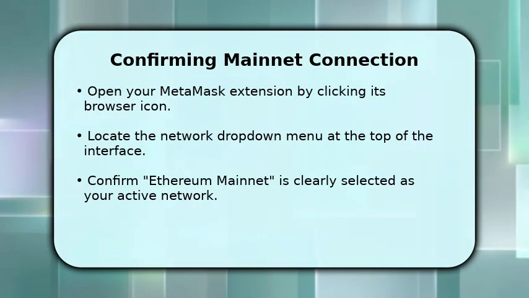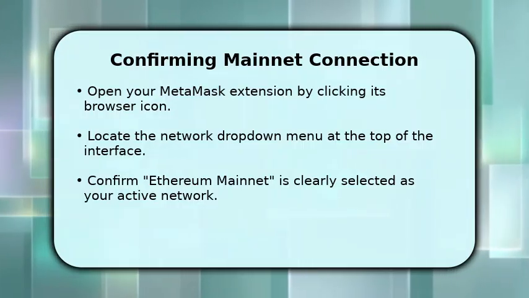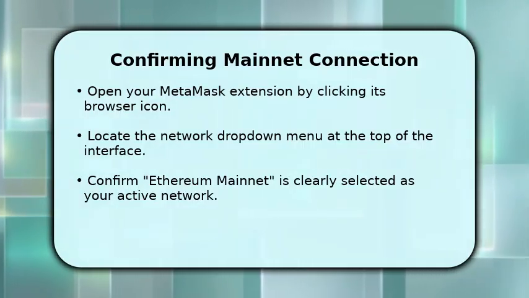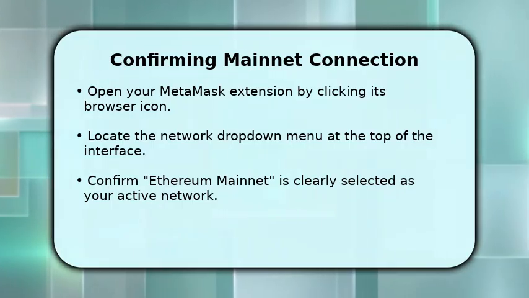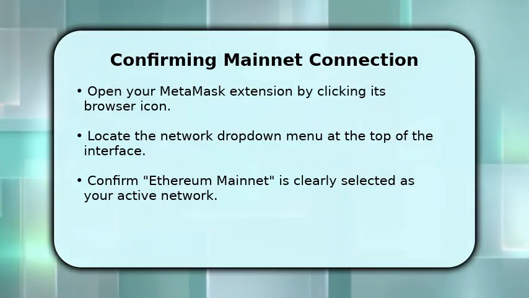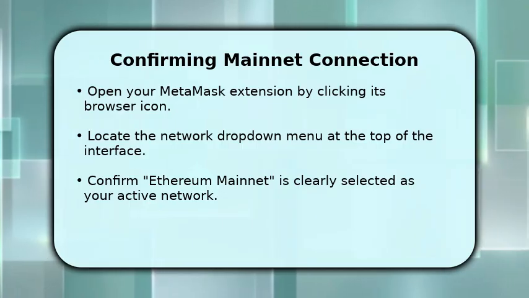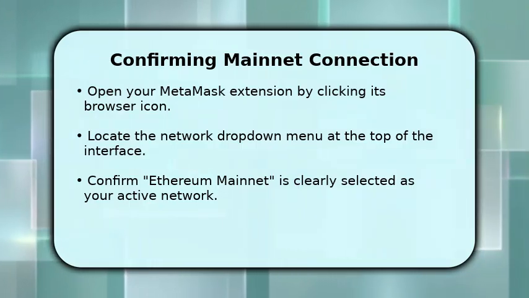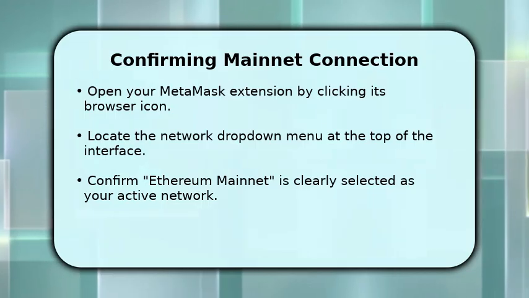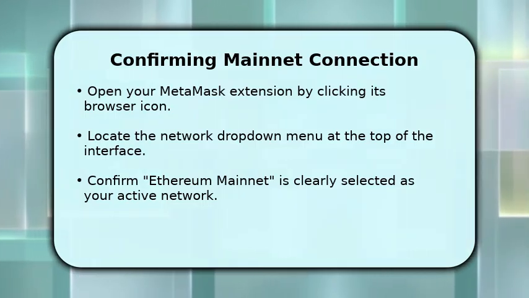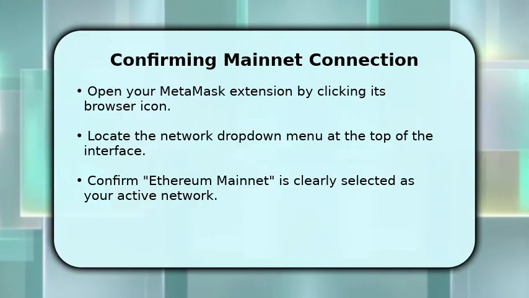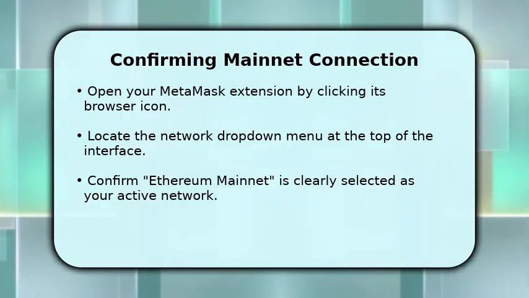To confirm your connection, open your MetaMask extension. At the top of the wallet interface, you will see a network drop-down menu. Click on this menu and ensure that Ethereum Mainnet is prominently displayed and selected. This visual confirmation indicates that your wallet is successfully connected to the primary Ethereum blockchain, allowing you to view your assets and transactions on this network.